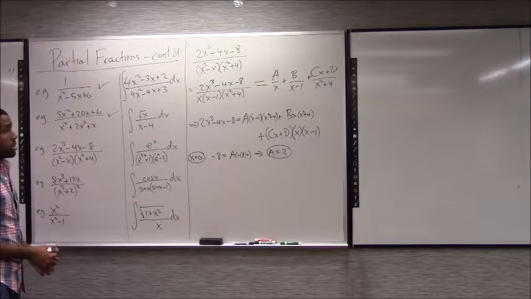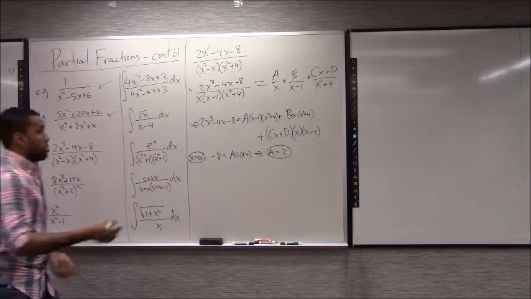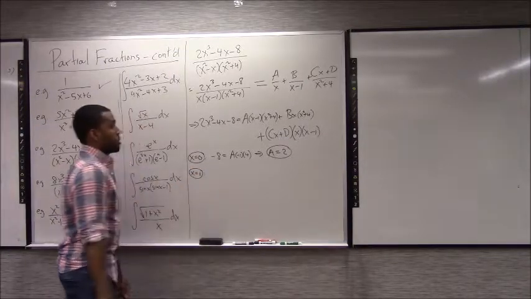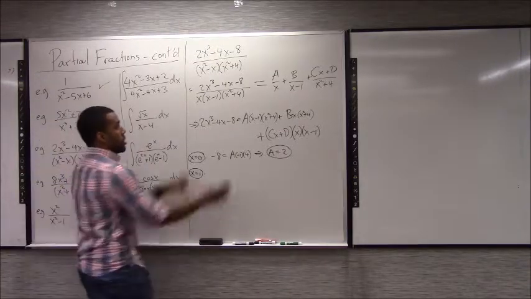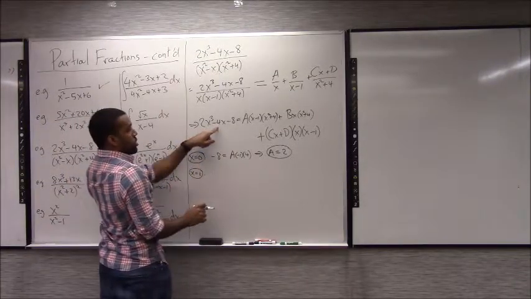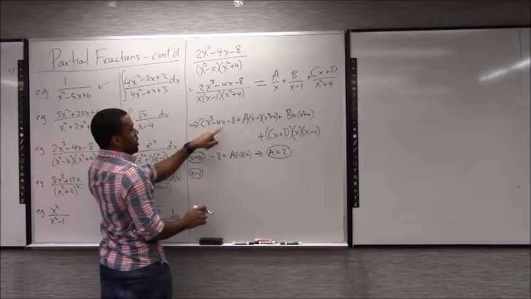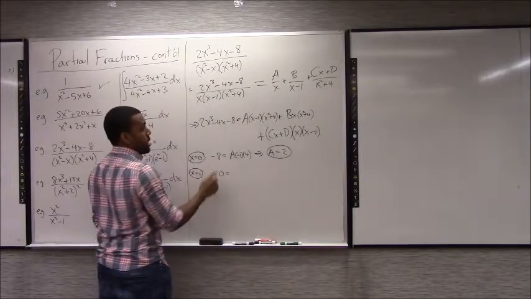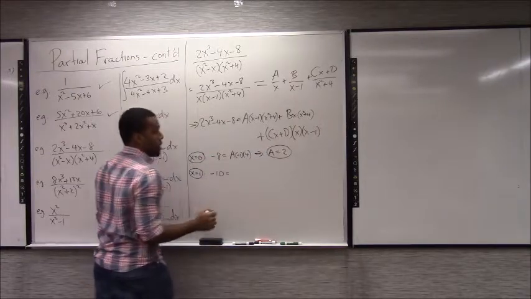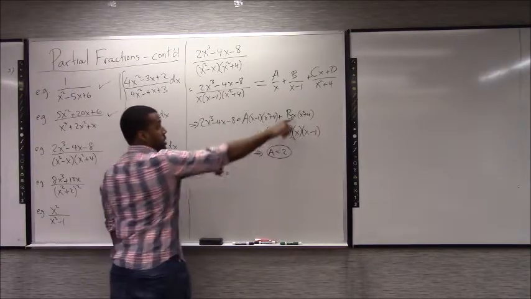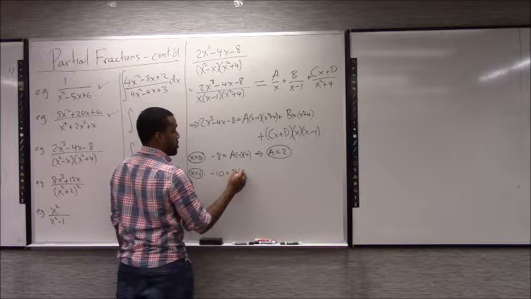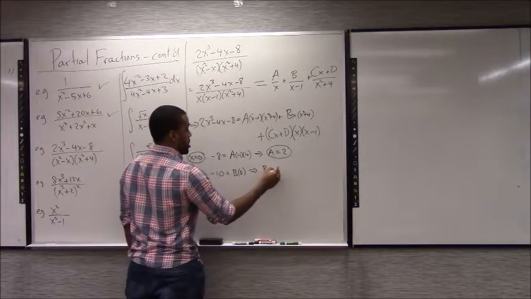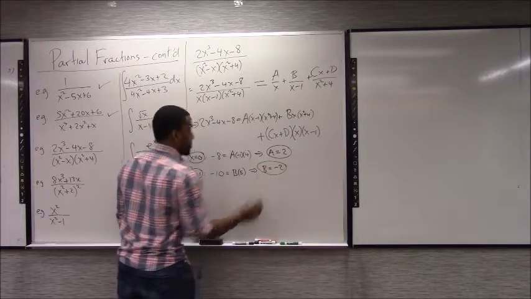Plug in x equals 1 to find b. On this side, that would just be 2 minus 4, which is minus 2, minus 8, that's just minus 10. That would die, this would die, and here we'll get b times 5, which means that our b is minus 2.